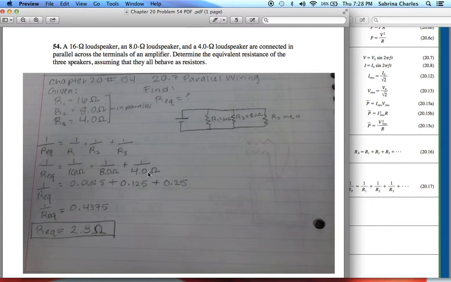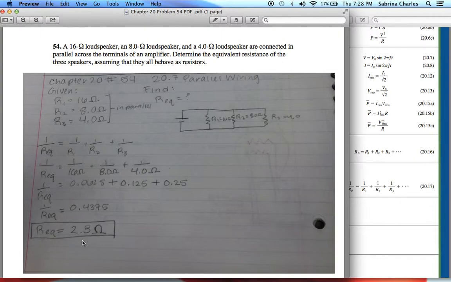So that, with your math, is 0.0625 plus 0.125 plus 0.25. So whenever we get this total of 0.4375, in your calculator, you're going to do 1 over this number right here, 0.4375. And that'll give you the answer, which is 2.3 ohms. And that's just how you find the equivalent resistance whenever they are in parallel.